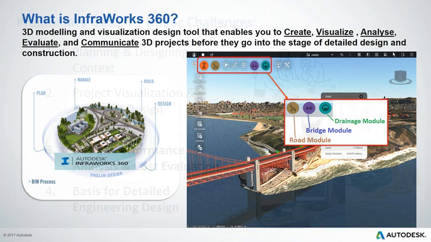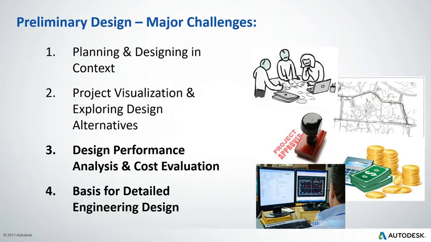Okay, so why is leveraging InfraWorks in our workflows so important? InfraWorks basically solves four major problems during the preliminary or conceptual design stage of any project, whether buildings or infrastructure. The first is that InfraWorks allows you to plan and design in context. You're able to bring in any type of data, whether 2D or 3D, GIS, from any design tool, bring it into InfraWorks, aggregate it with the model, and then start your 3D intelligent design onwards.